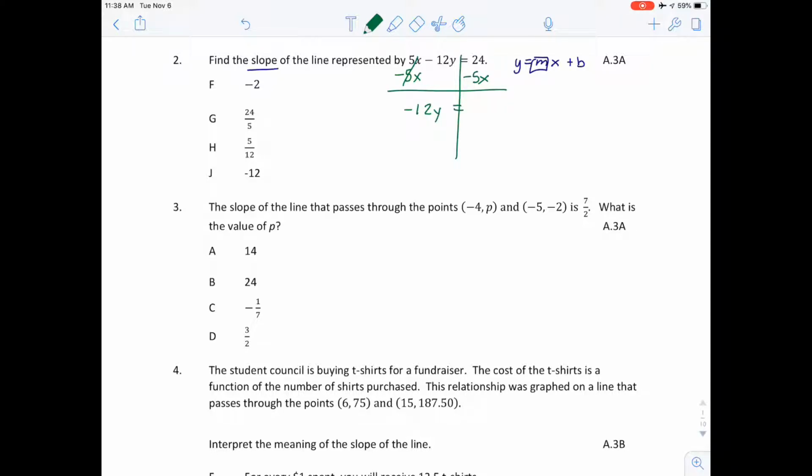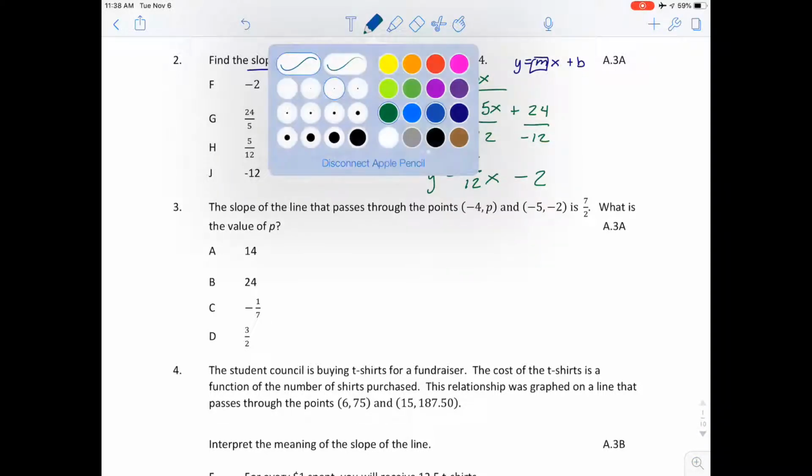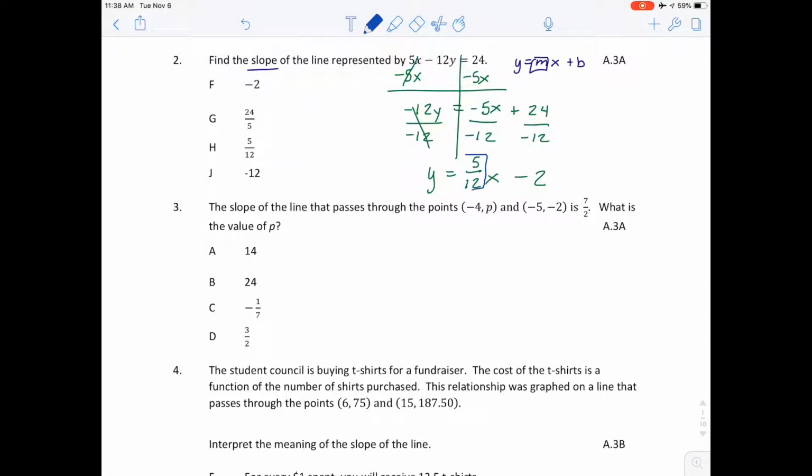So that's negative 12y, 24 minus 5x. I cannot subtract those because they're not like terms. So I'm going to list it here, but with the x term first. Then we're going to divide by negative 12. So negative 5 over negative 12 simplifies to a positive 5 over 12x. 24 over negative 12 is negative 2, which we didn't really need because we just need to know the slope, which is this number right here. So number 2 is H.